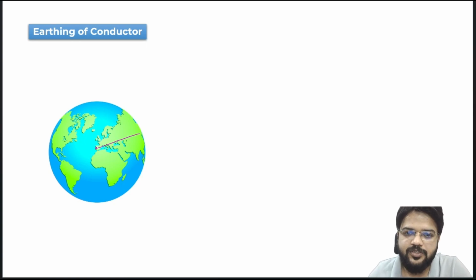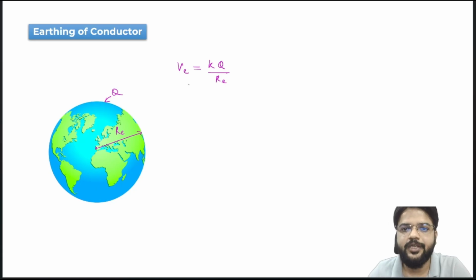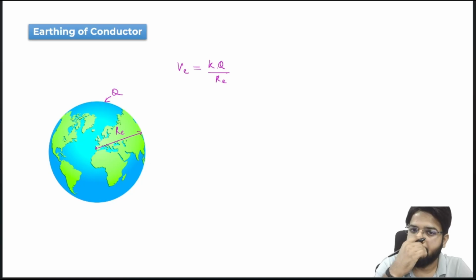Let's suppose the radius of the earth is RE. So the potential of the earth is KQ by RE. Let's suppose the total charge present on the earth is Q. So the potential on the earth's surface can be written as KQ by RE.